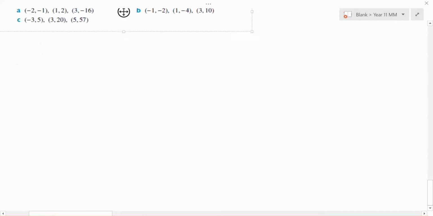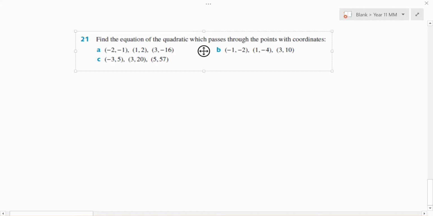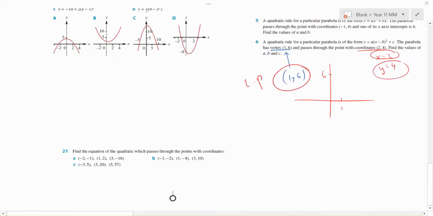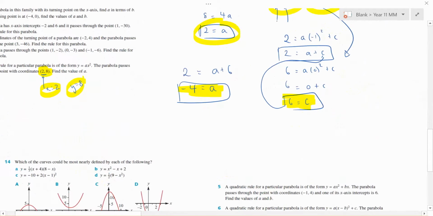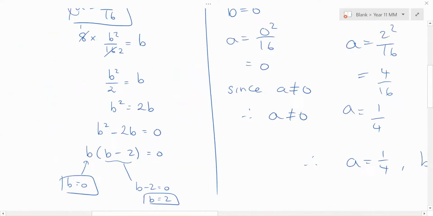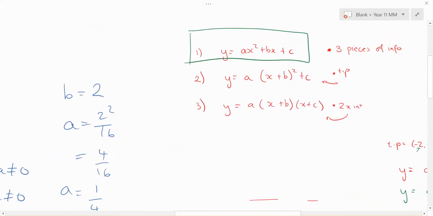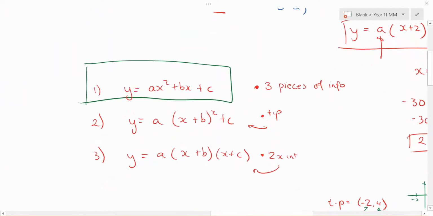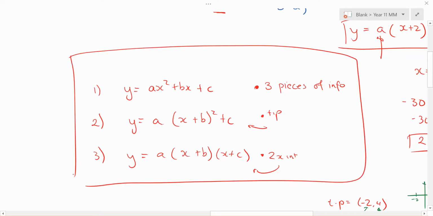You can do this all by hand as well. Notice they say find the equation of the quadratic, and they didn't tell you its x intercepts and they didn't tell you its turning point. And remember I said there's only 3 types of equations you need to know. And I wrote it up somewhere over here. Here. So previously I said these are the 3 equations that you have to remember.